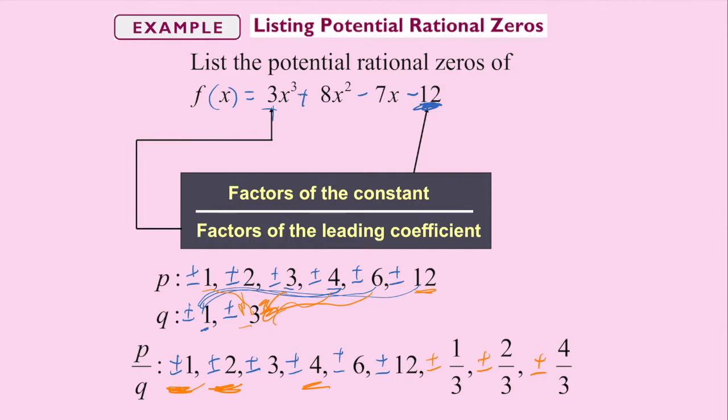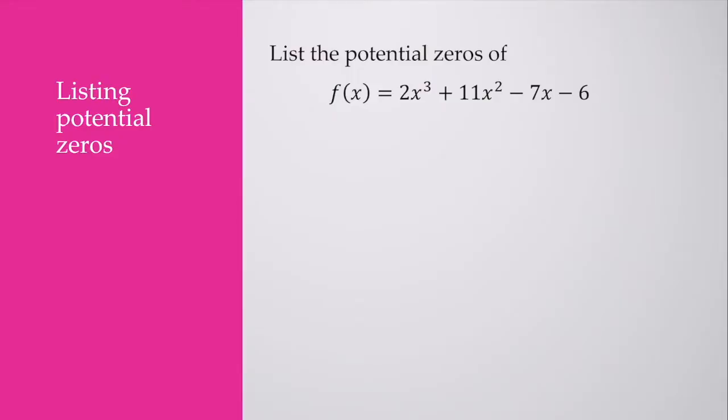So let's practice listing the potential rational zeros of a couple functions. If I have f of x is 2x cubed plus 11x squared minus 7x minus 6, my possible p's, which are all the factors of 6, are plus or minus 1, plus or minus 2, plus or minus 3, and plus or minus 6. Can you think of any other factors of 6? No, that's it. Then my factors of q, which are of 2, another prime. The only factors of prime numbers are 1 and themselves. So I have plus or minus 1 over plus or minus 2.